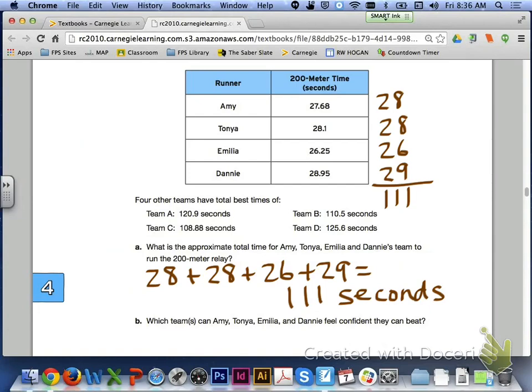First, let's take a look at letter A. We are trying to figure out the approximate total time for Amy, Tanya, Amelia, and Danny and their team to run the 200-meter relay. Next to the table, what I did was round those times that they got in the 200-meter to the nearest whole number and add all of those together in order to get their approximate time for their team. So if we have 28 plus 28 plus 26 plus 29, they are going to approximately get 111 seconds for their 200-meter run time.